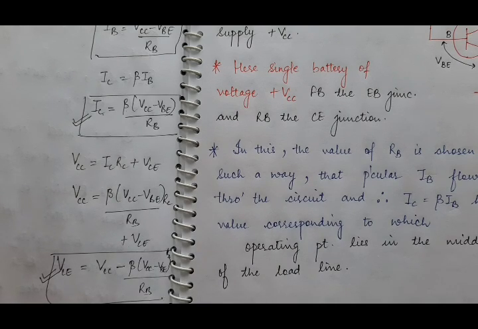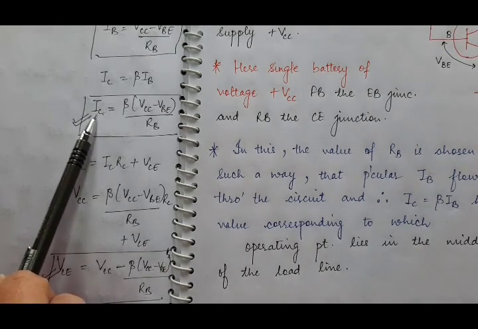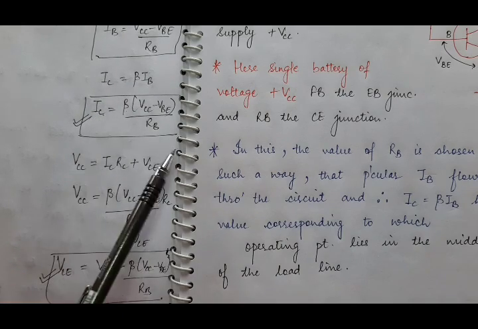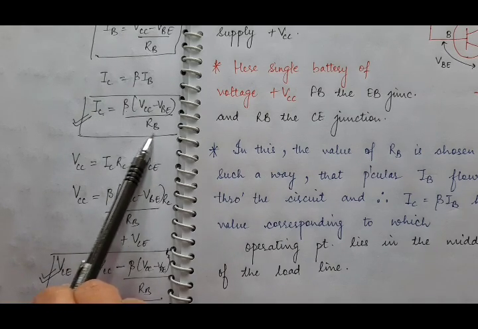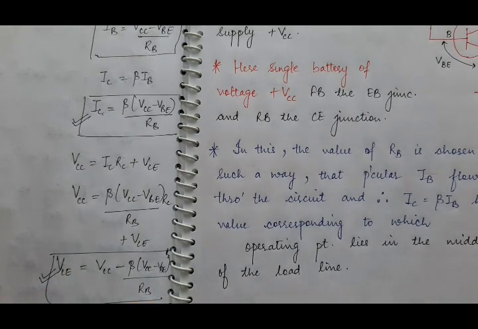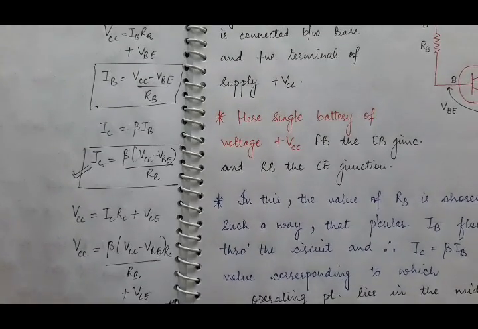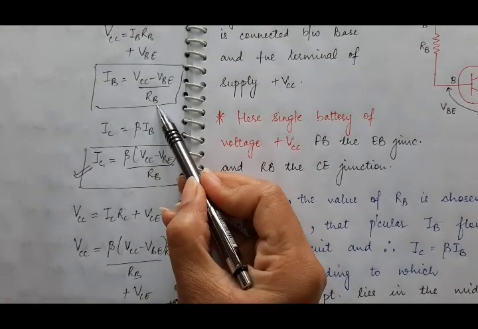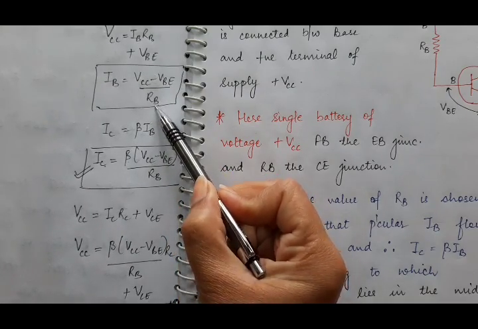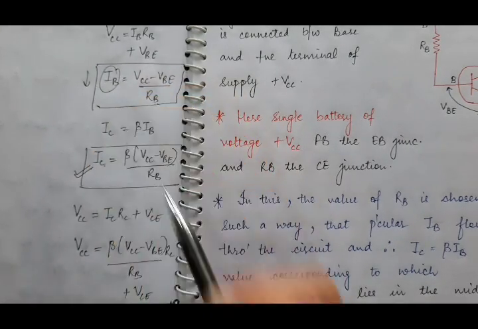Temperature also changes the operating point. So that is why, to decrease this collector current, what have they chosen? They have chosen a high value of RB. By choosing a high value of RB, what are we doing? We are fixing a high value of RB. So corresponding to this high value of RB, this IB will be small.